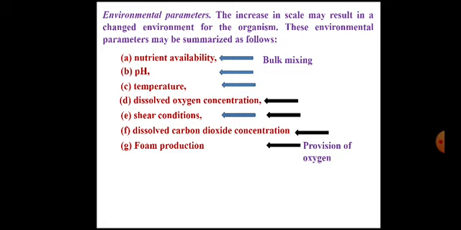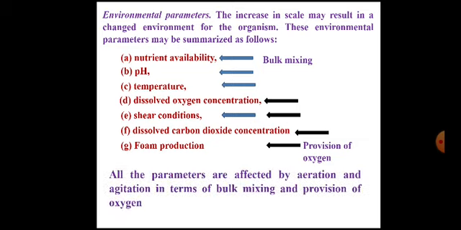So, all these seven environmental parameters are affected by, or dependent on, bulk mixing and sparging process or the provision of oxygen. Provision of oxygen means aeration and bulk mixing means agitation. So all these parameters are affected by aeration and agitation. Therefore, that makes us say that aeration and agitation dominates the study of scale up. This is how we can justify it.